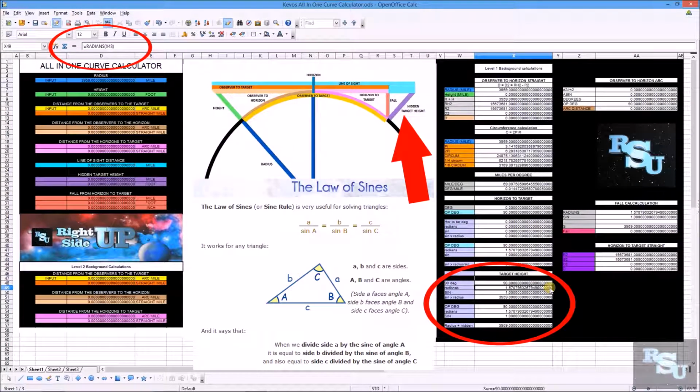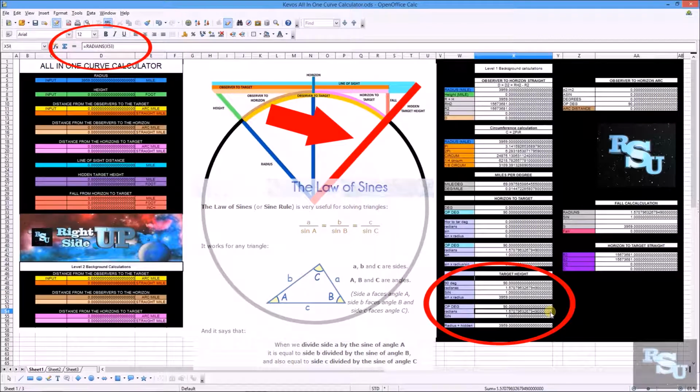To find the hidden target height, we start with finding the line of sight distance and use that to determine the length of this side. Then minus the radius equals the hidden height.